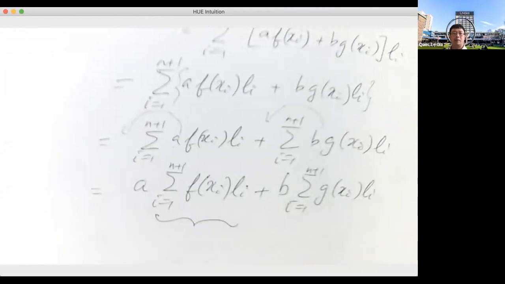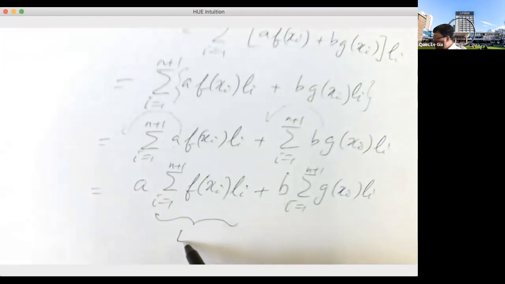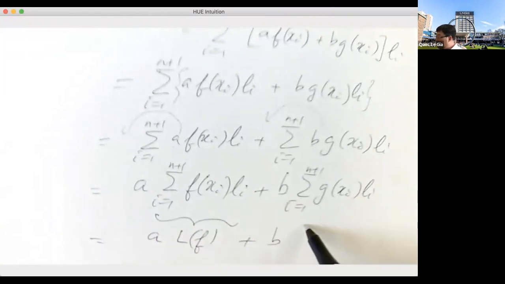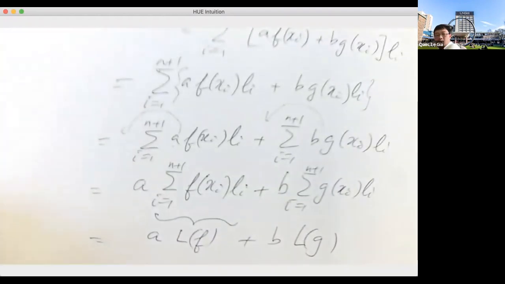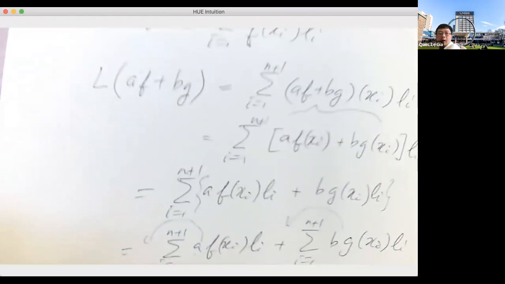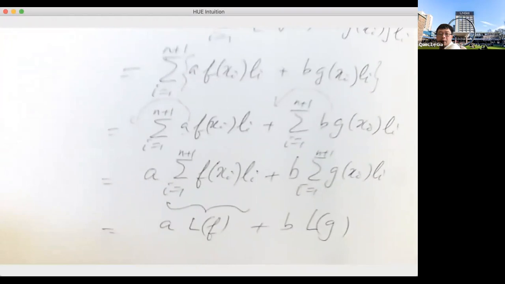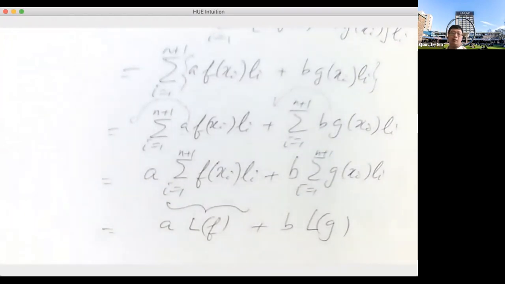L of F, yes, correct. So this one is just L of F multiplied by A, and this one is just B times L of G. And that's it. So you prove it. You see, we start with L of AF plus BG, and then we split it into A L of F plus B L of G. So it's a linear map.